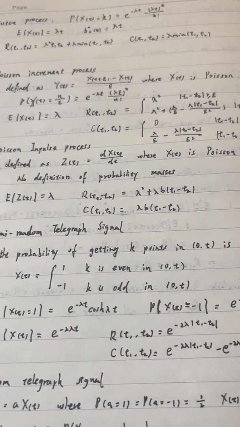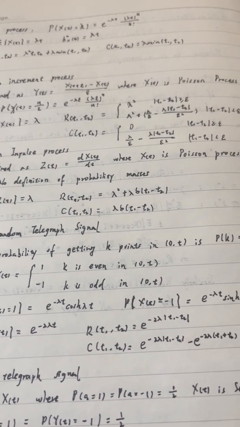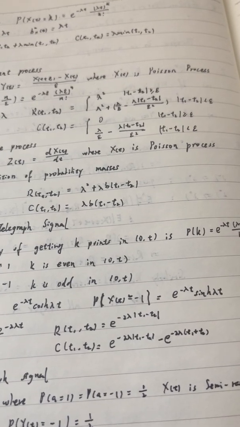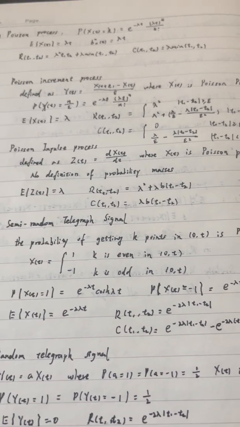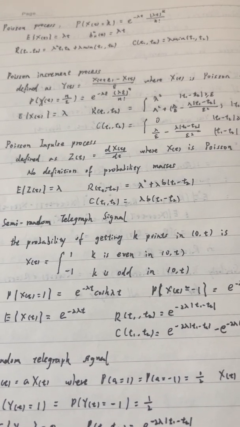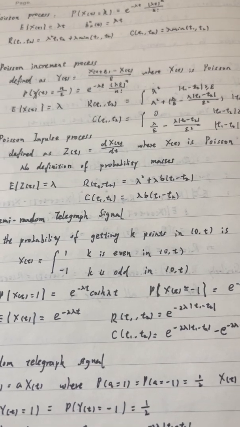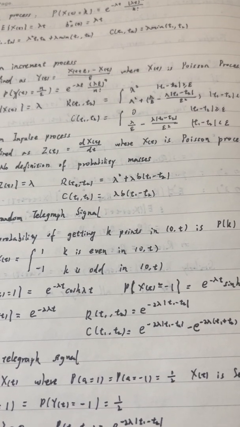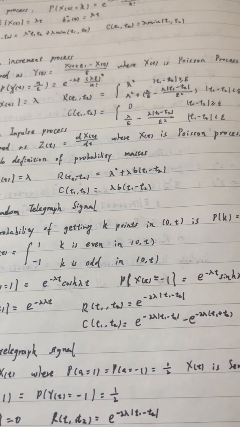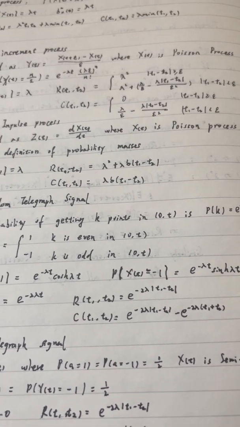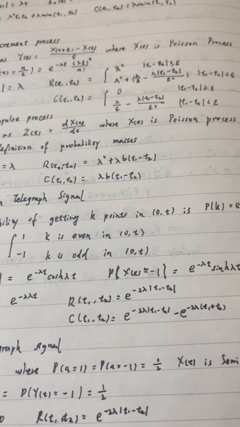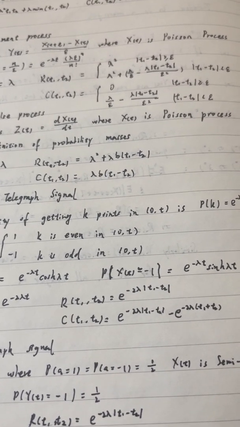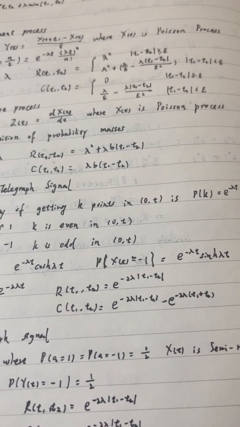And here the cosh is actually a hyperbolic function, and the probability of X(t) equals to minus 1 will equal to this, e to the power of minus lambda t times sinh lambda t. And expectation of it will be equal to e to the power of minus 2 lambda t. Autocorrelation will be e to the power of minus 2 lambda times the absolute value of tau, and the autocovariance will be e to the power of minus 2 lambda times the absolute value of tau minus e to the power of minus 2 lambda times (t1 plus t2).